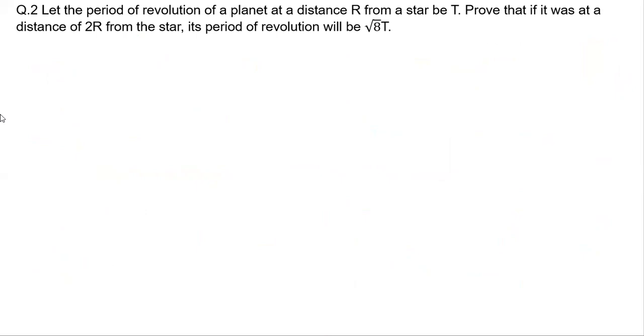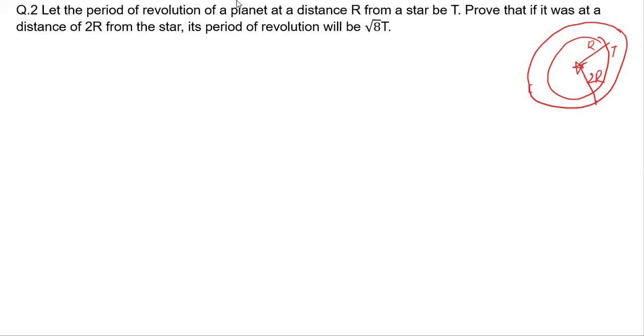Let the period of revolution of a planet at a distance r from a star be t. Okay, this is the star. If the planet is at r distance, then the period of revolution is t. Prove that if it was at a distance 2r from the star, then its period of revolution is under root 8t. This we have to prove.